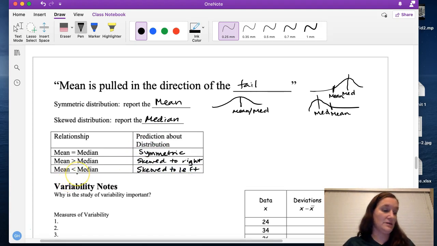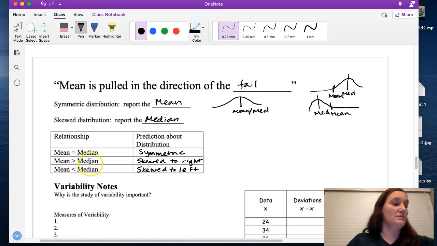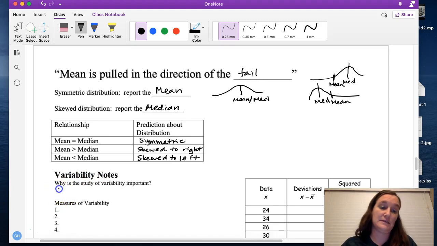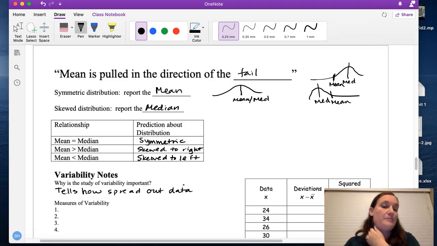Okay, so then let's talk about the spread part of this. All right, that's what we have to do next. So your measure of spread is variability. So why is the study of variability important? It tells you how spread out the data is. And why is that important? Because you want to know, is the data really spread out or is it all clustered together? Because if it's all clustered together, it's going to be basically more accurate. It's going to be better data than if it's all spread out.